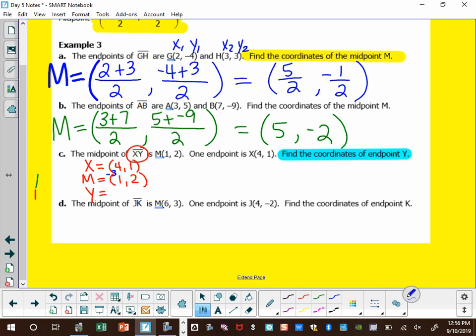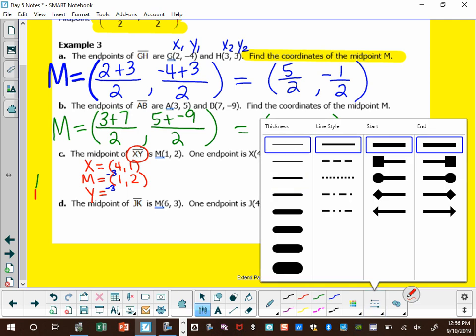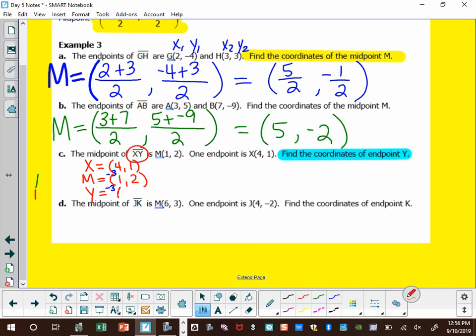Because we're doing midpoint, whatever we do to one part of the line, we do to the second part of the line. So to find my y, I'm going to also subtract 3. What is 1 minus 3?